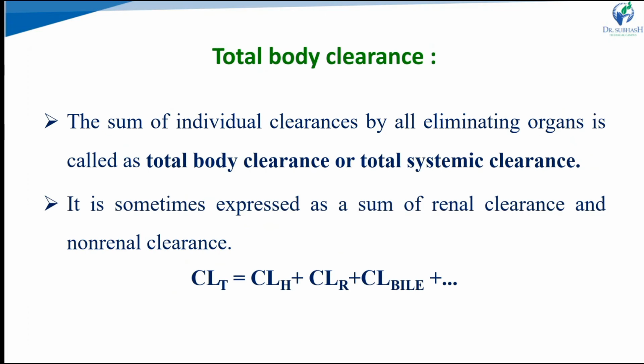Second terminology is total body clearance. This is the sum of the individual clearances of all the eliminating organs, also called total systemic clearance. It is expressed as the sum of renal clearance plus non-renal clearance. So the equation: total body clearance is equal to renal clearance plus hepatic clearance plus biliary clearance, etc.